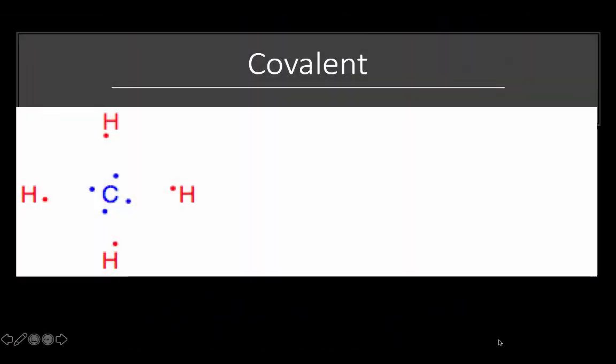Covalent or molecular bonds are created between two atoms that are sharing electrons to complete their valence shells. For example, carbon tetrahydride, also known as methane. Carbon has 4 valence shell electrons, needing 4 more to become stable. Each hydrogen has a single valence shell electron, and each needs a single electron to become stable.